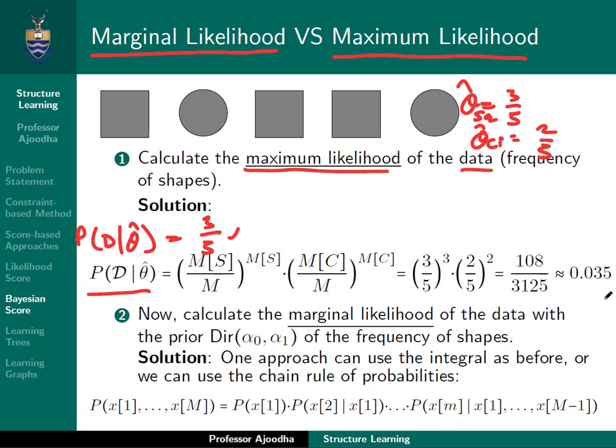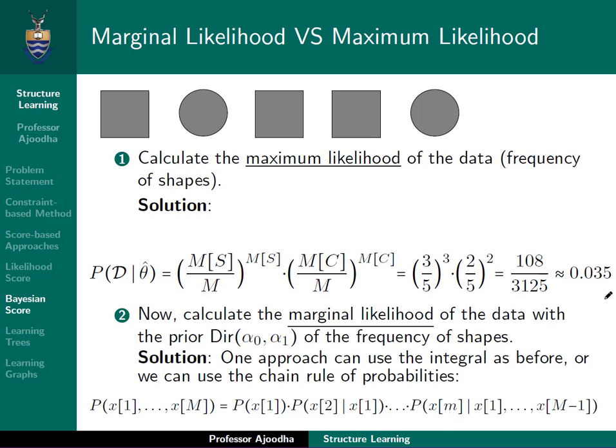On the other hand, I can ask you to calculate the marginal likelihood of the data. We calculate that with a parameter prior, and we're going to use a Dirichlet prior for this, which will be a prior for the squares and a prior for the circles. So we can just name, maybe this will be for squares and this will be for circles. So how do we calculate the marginal likelihood?